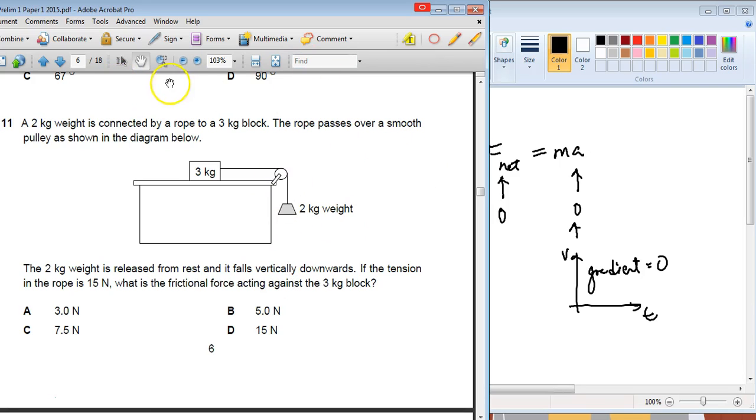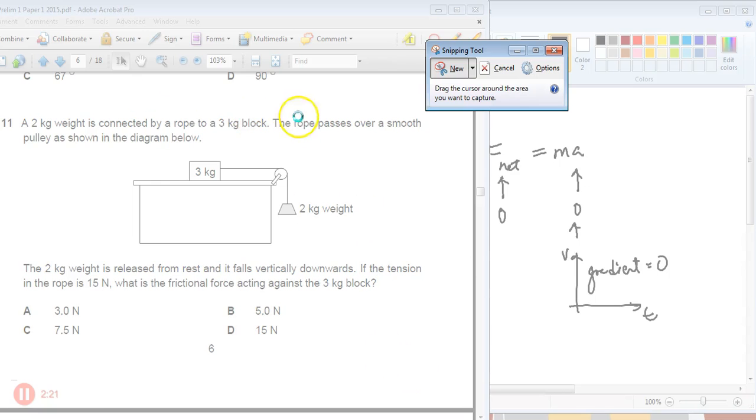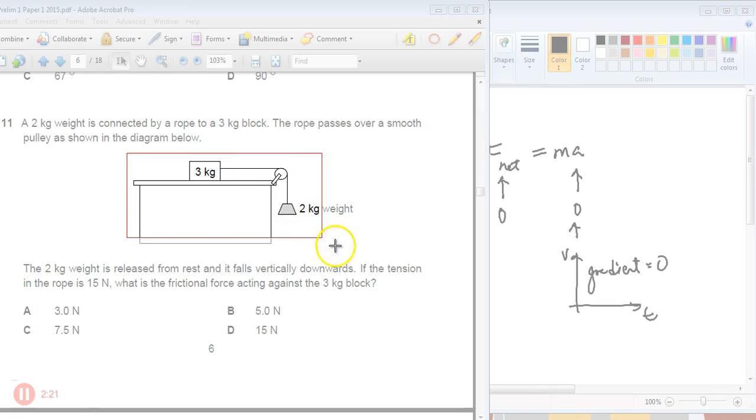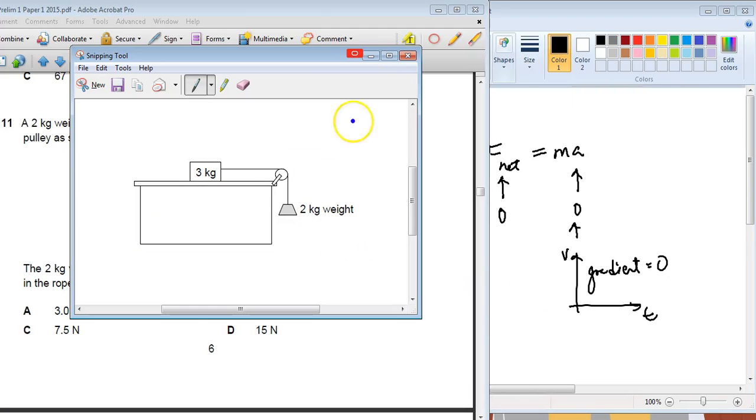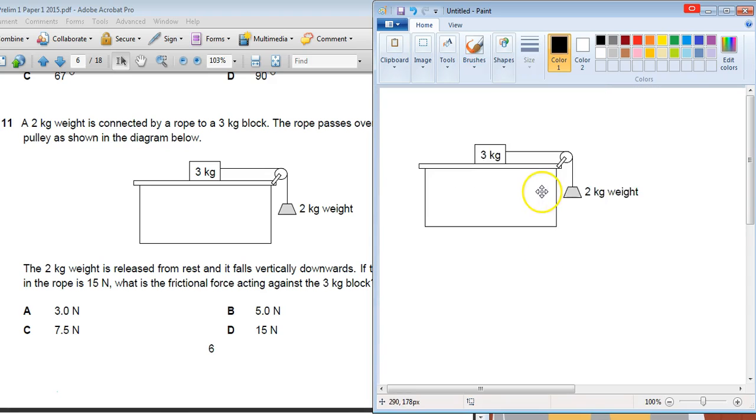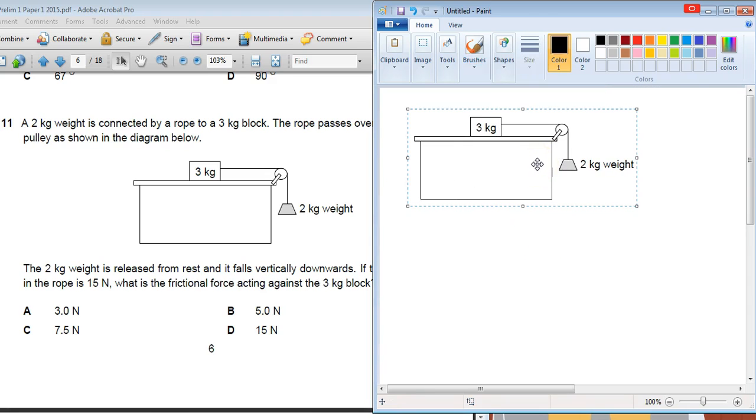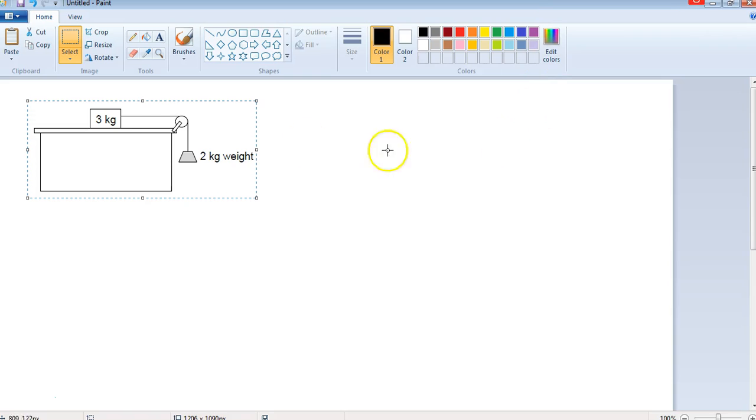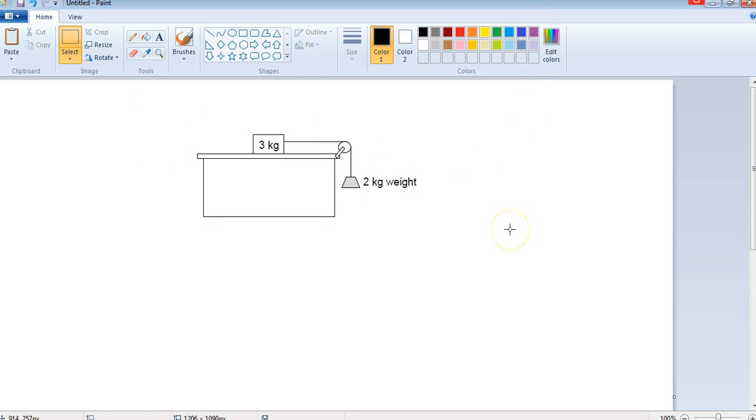So let's analyze this, but I would definitely need to draw the free body diagram for this. So I'm going to copy this and bring it here. Okay, let's begin. Let's make this big. To do this, you need to draw two separate free body diagrams, one for the 3 kg, one for the 2 kg. So let's draw the 2 kg first.